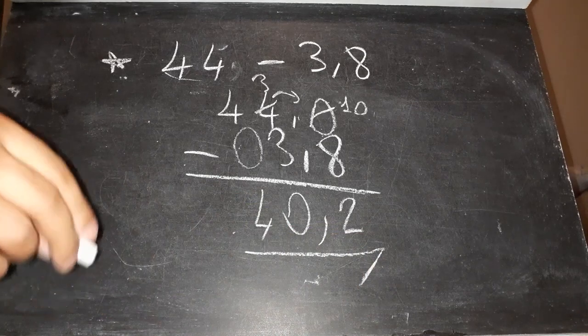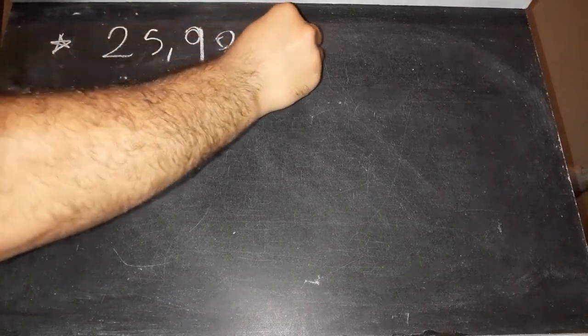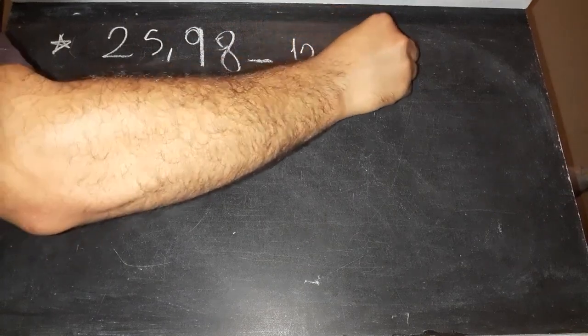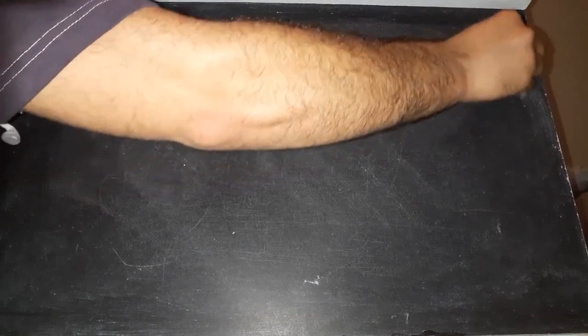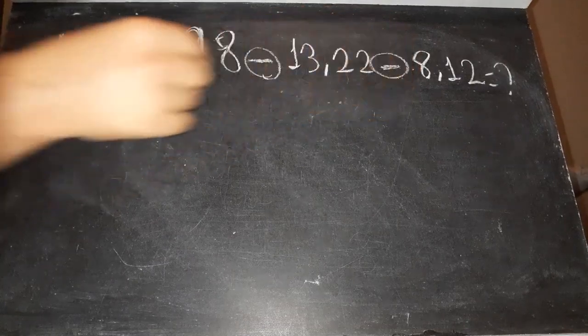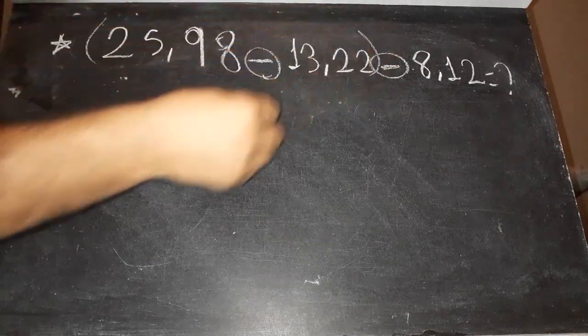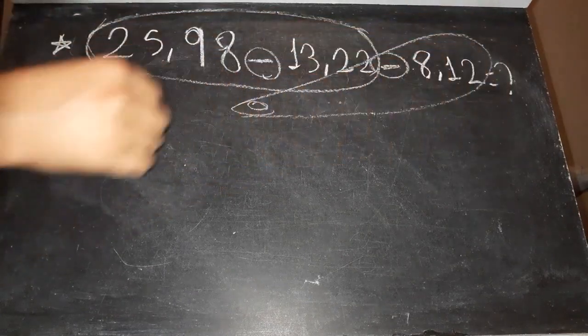Okay. So now let's have a look at another question. Sometimes we are going to have 3 numbers in subtraction, 3 decimal numbers. For example, 25,98 minus 13,22 minus 8,12. So when you have 2 subtractions next to each other, you should do 2 by 2. Means that you do these 2 first, then take the result and do the other one later.